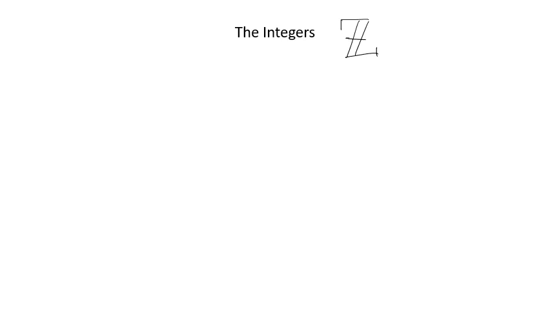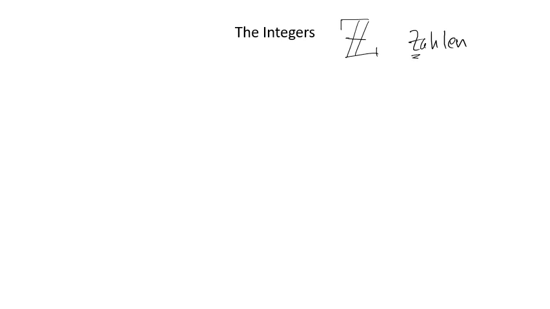Has these two parts there, and we'll look at other number sets eventually that have the same sort of double line aspect to them. Why Z for integers? The German word Zahlen, the German word for integer starts with a Z, and so that's where the Z comes from for this.